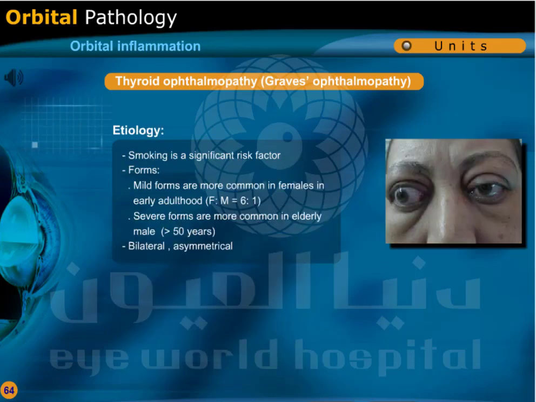Smoking is a significant risk factor of Graves' ophthalmopathy. Forms: mild forms are more common in females in early adulthood. Female to male ratio is 6:1. Severe forms are more common in elderly males, more than 50 years. Graves' ophthalmopathy is bilateral asymmetrical.